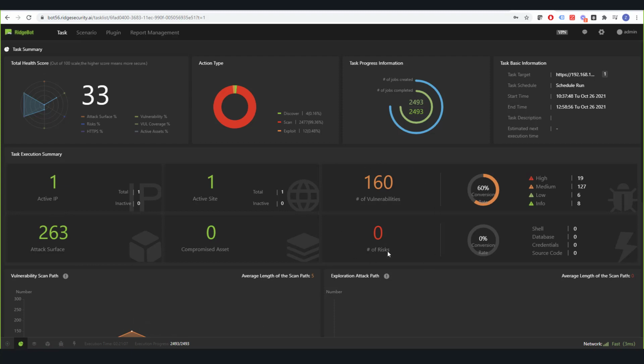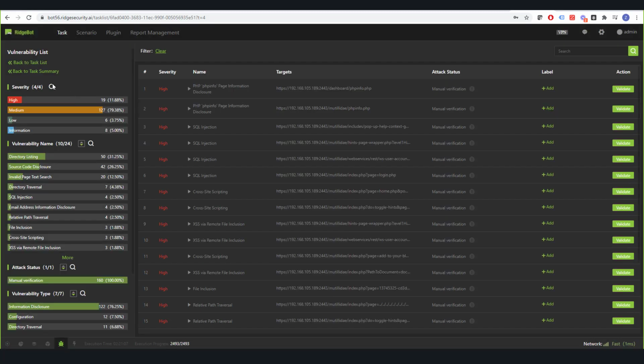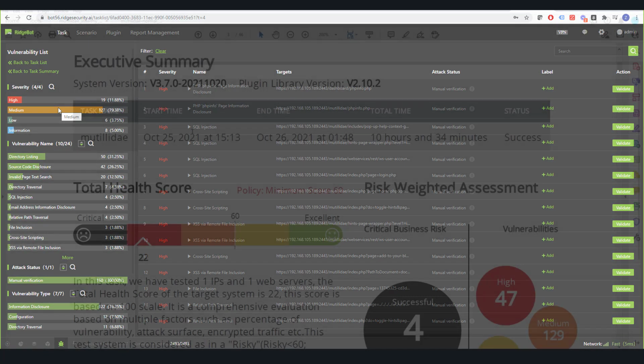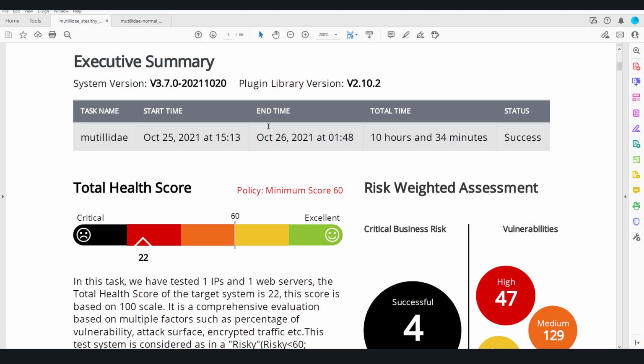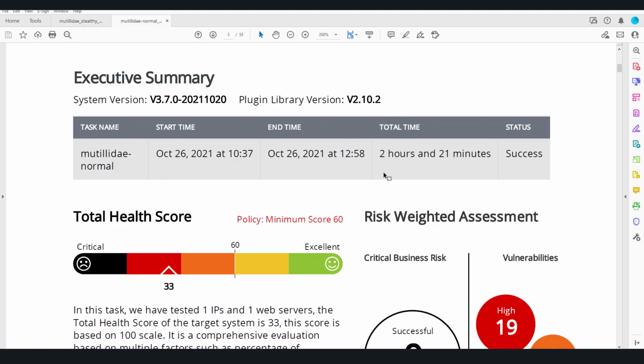While in the normal mode, RidgeBot discovered almost the same number of attack surfaces as in the stealthy mode case, but there are fewer high vulnerabilities found, reduced from 47 to 19, and no risk, or successful exploitation. The stealthy mode test takes 10 hours 34 minutes to complete, while the normal mode takes only about 2 hours 21 minutes.